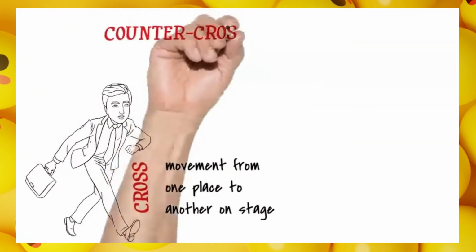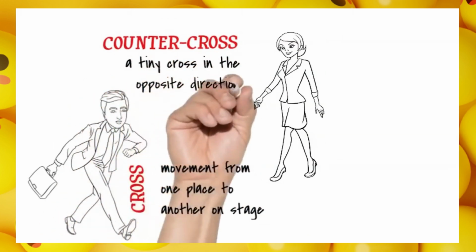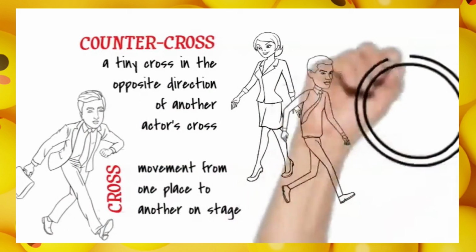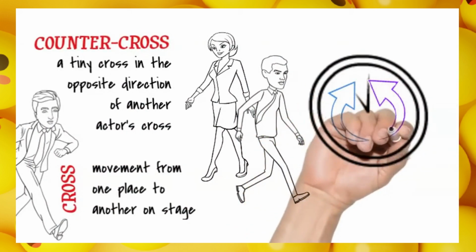There is also a countercross. A countercross is a small cross by one actor in the opposite direction of the cross by another actor. Just as we say counterclockwise, we say countercross. Observe this example of countercross.